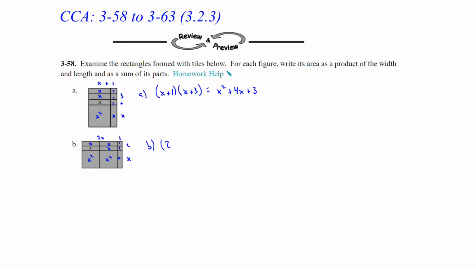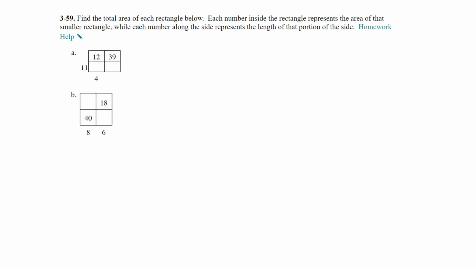So the product is 2x plus 1 times x plus 2, and that's equal to the area as the sum of its parts. There's 2 x squared tiles, there are 5 x tiles, and then 2 unit tiles. So once again on these problems you're writing the area as a product, which is length times width, and then the sum of its parts, which is just adding up all the tiles.